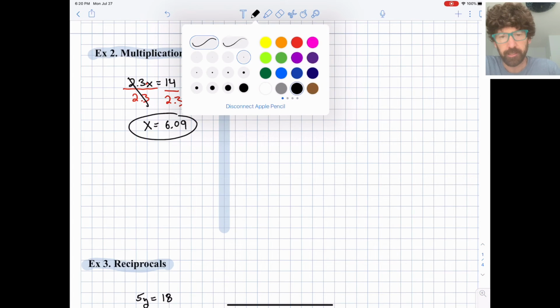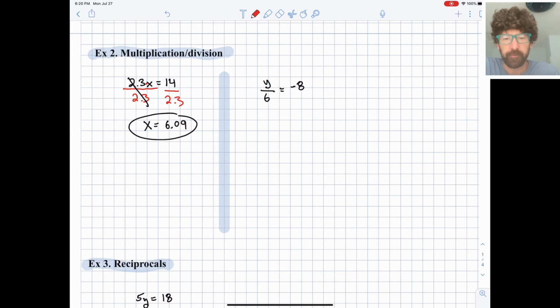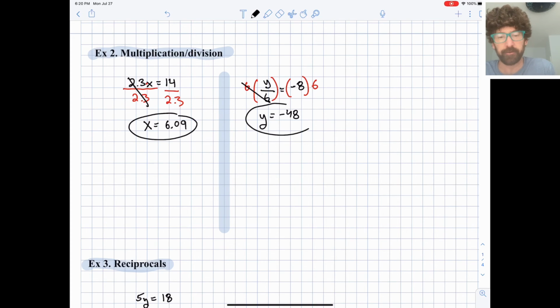Over on the right side here, we have y divided by 6 is -8, and we can multiply both sides by 6 to undo that division by 6. So these 6's cancel. That was the whole point of doing that multiplication by 6, and we get y is -48. A quick mental check is -48 divided by 6. Is that -8? It is. It checks out. Okay, so we did that one correctly as well.